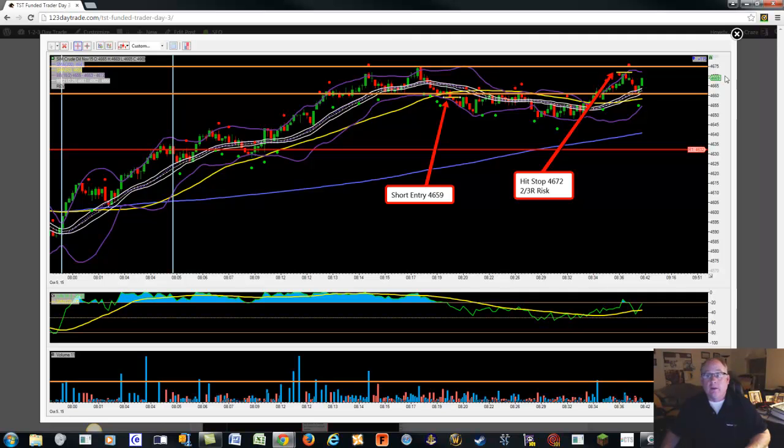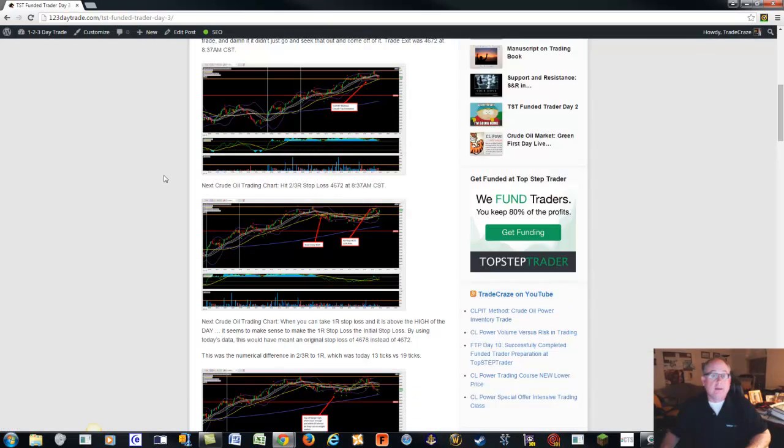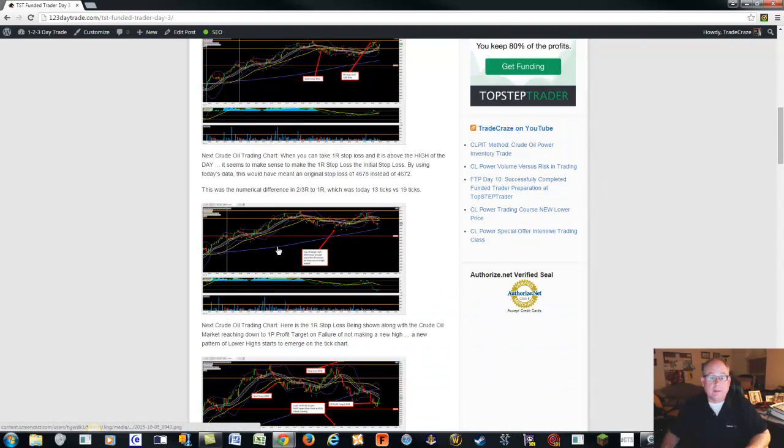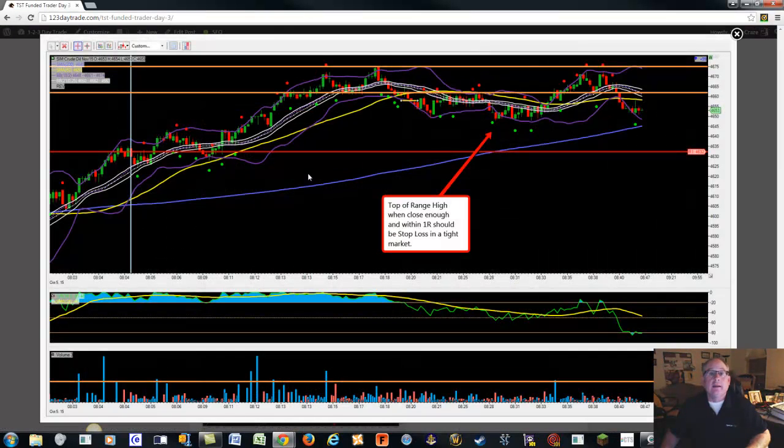But this right here would have been, at least if I would have stayed at this, where top of range is high when close. Okay, the stop loss could be at the high of the day when you're close to the very tight range. In this case, it was very tight. 78 could have been the 1R stop loss today, and I would have stayed in the trade. Now, this most likely would have been a couple tick winner or maybe a 1p winner.